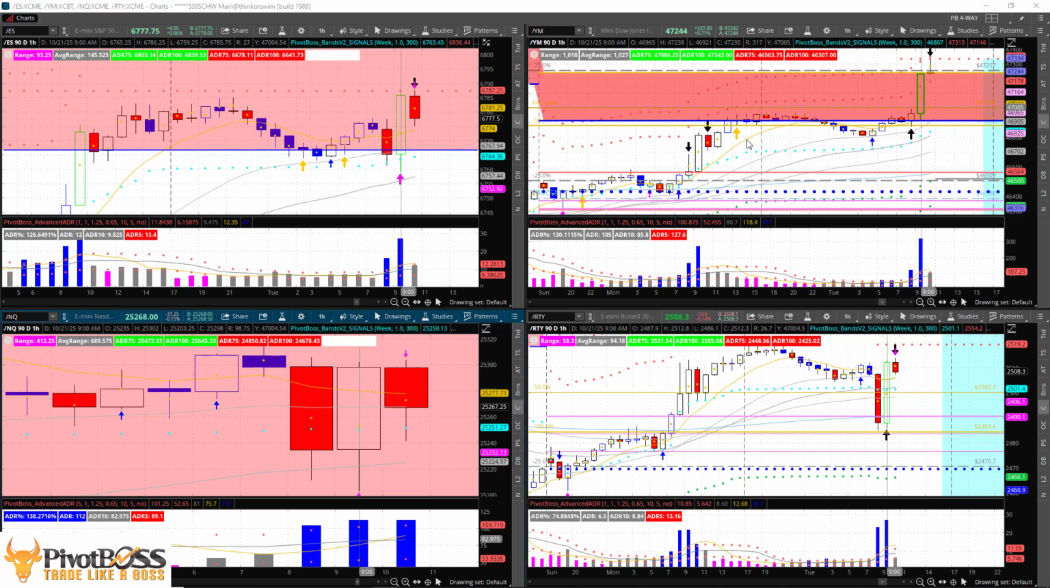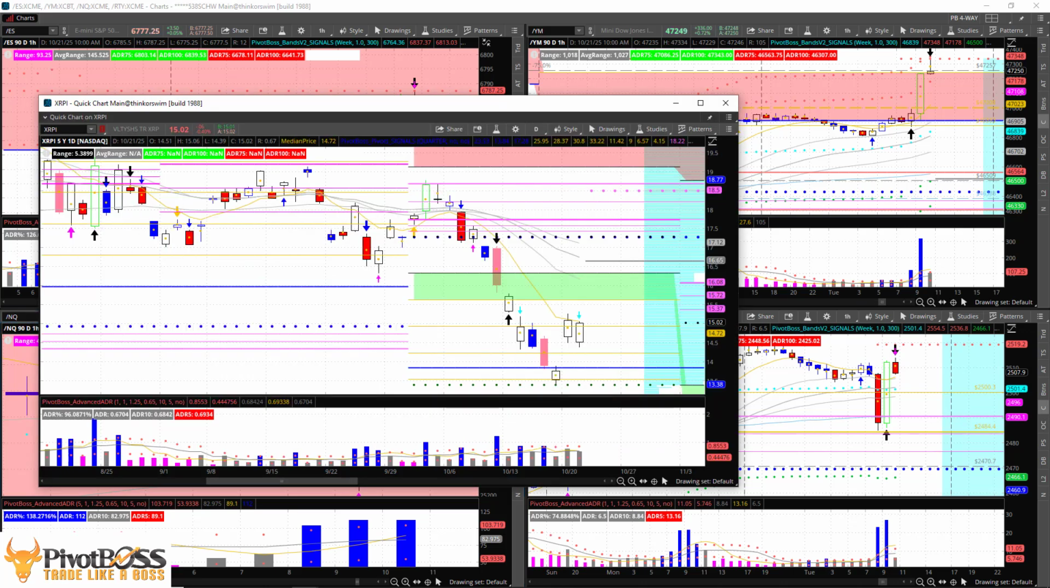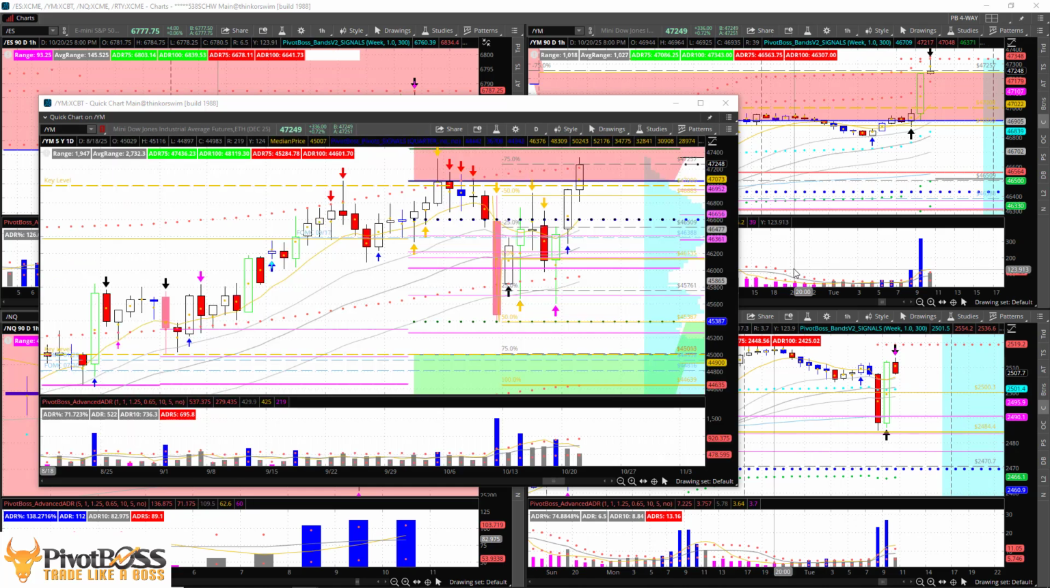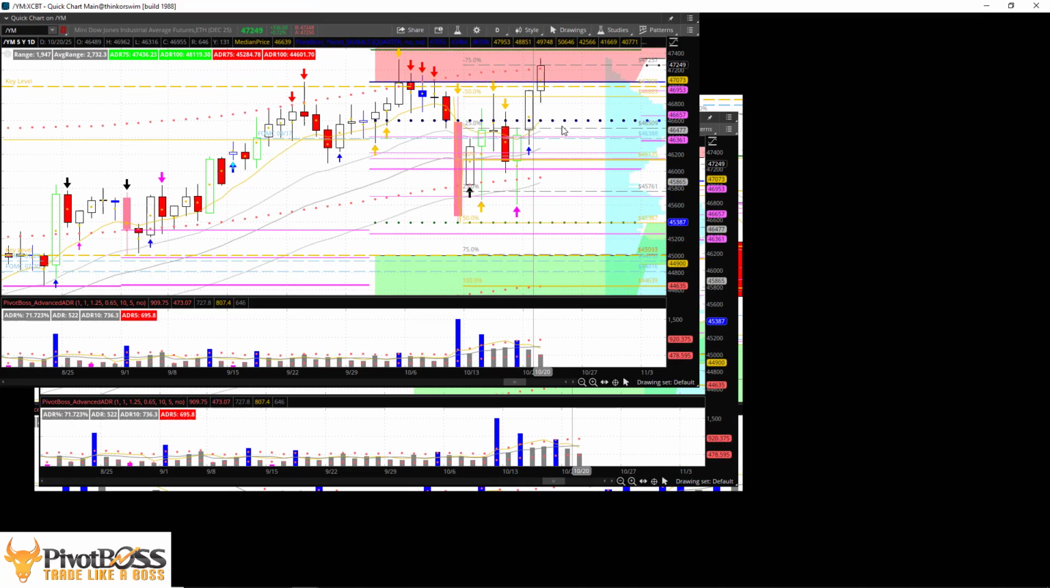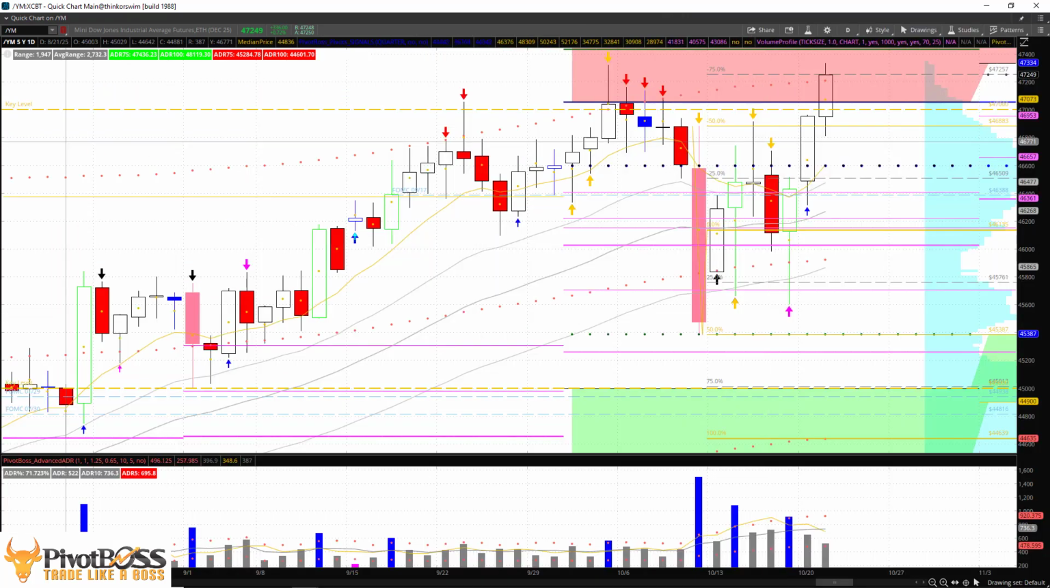It really exploded through 47K. That's a big time push. And on the daily time frame, we were looking for 600 points of range today. So we said if it gets to 8, we could be looking at 47.4. And it went right to the 8 and has already exploded to the upside.